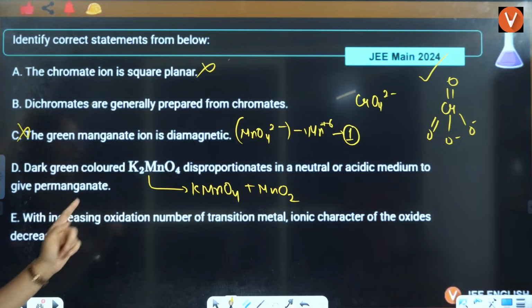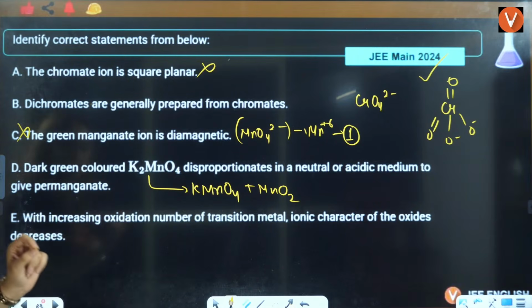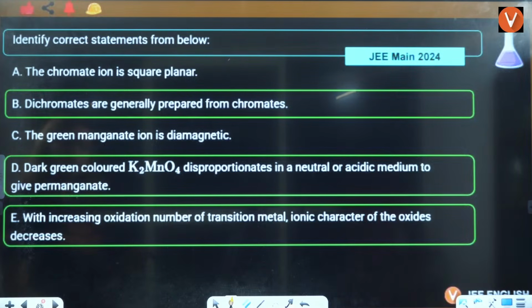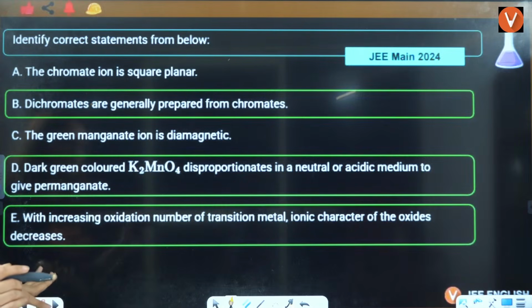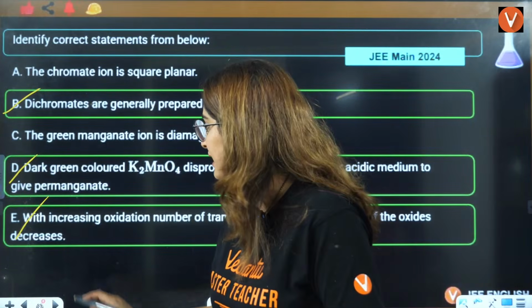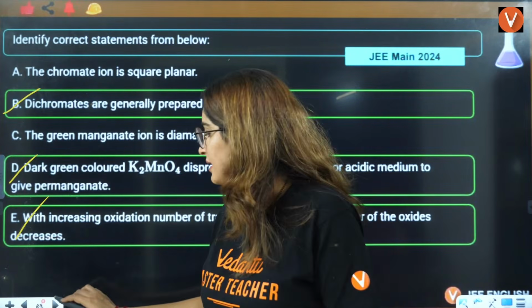With increasing oxidation number of the transition metal, the ionic character of the oxides decreases. So yes, very good. Here B is correct, D is correct, and E is correct. Since the ionic character of the oxides decreases, the answer will be B, D, and E. This I have told you in the previous lecture.